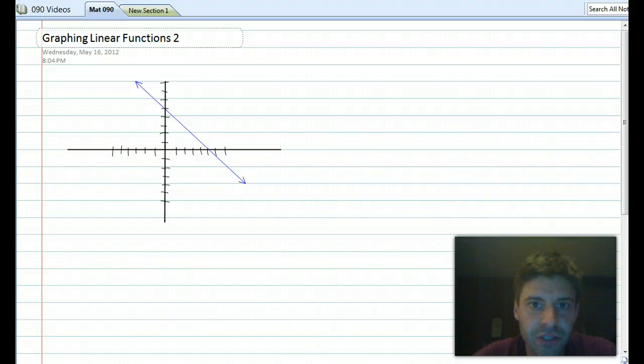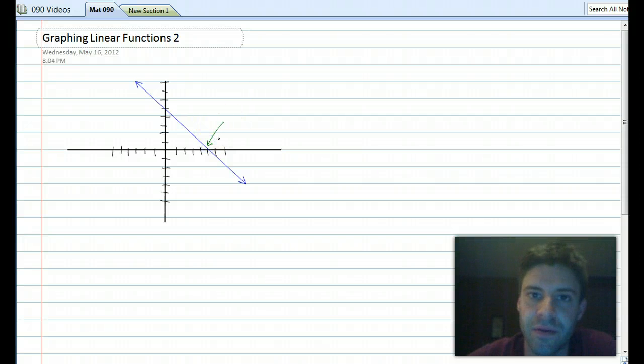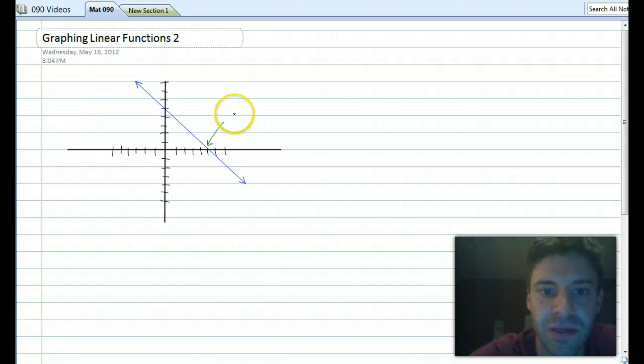In this video, we'll continue our discussion of lines and graphing lines. In the last video, we made a graph that looks something like this. What I want to talk about in this video is the point where the graph crosses the x-axis. Anytime the graph crosses the x-axis, that point is called an x-intercept.